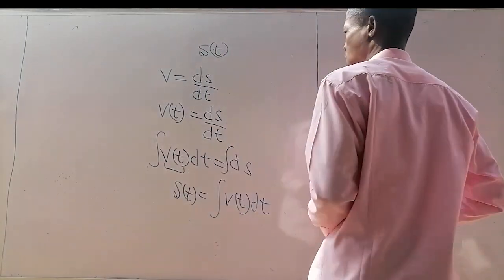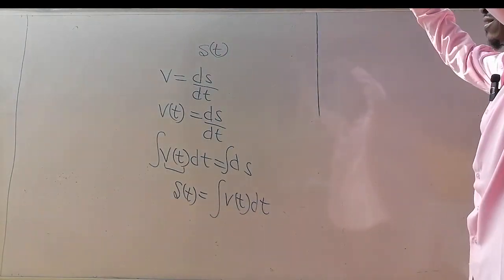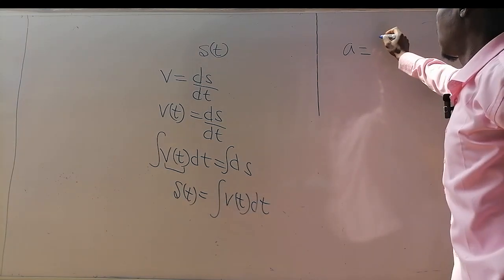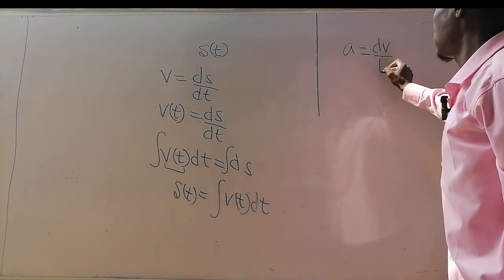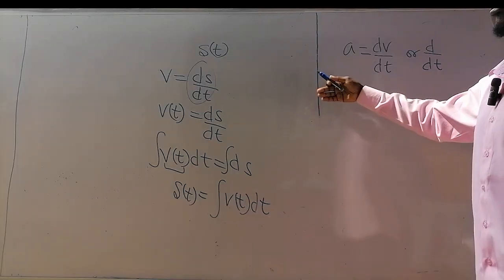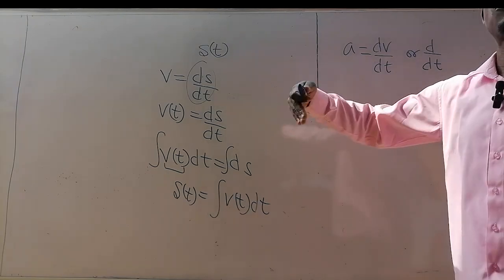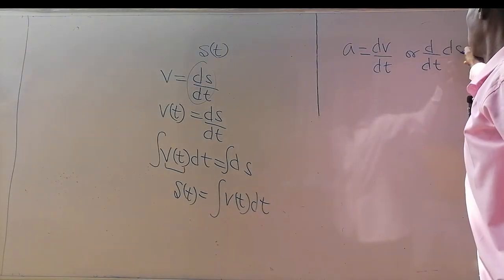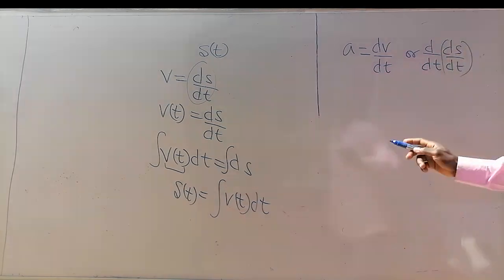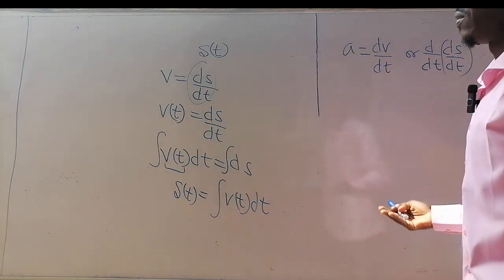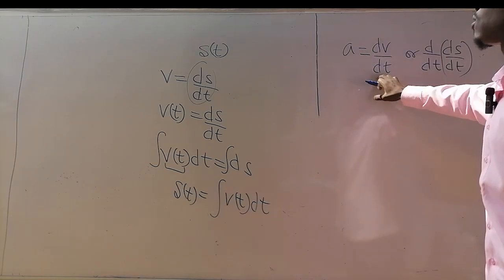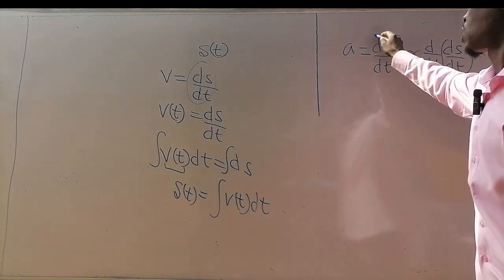The next thing to do now is to get acceleration. Acceleration is dv/dt. If you have position as a function of t and you differentiate it twice, that will be d²x/dt². That is how to get your acceleration. Acceleration is the derivative of velocity. So that's it for acceleration.